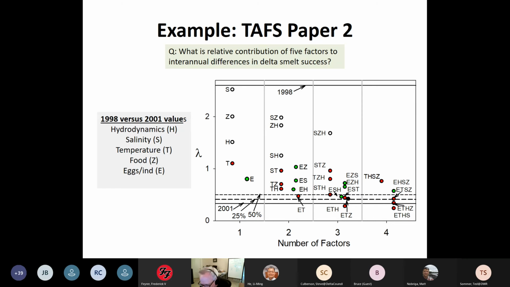You do 4 factors at a time, and now you can begin, even though it's a very complicated figure, to figure out how Lambda went from 2 point something in 1998 in the model to about 0.4 in 2001 at the bottom. Which of these factors and which combinations were getting you there? And you can read the paper or you can ask me.